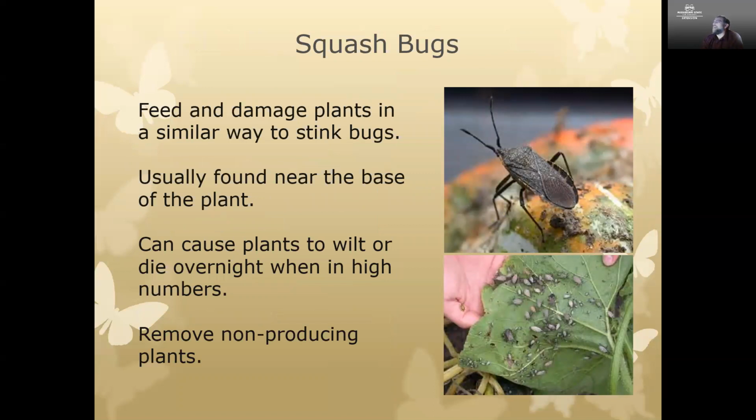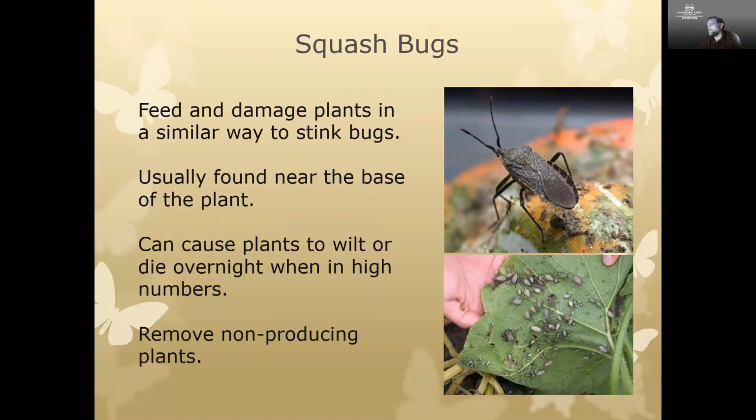Very similarly, we have the squash bug. This is, of course, a very serious pest of squash. They do feed and damage plants very similarly. They insert that mouth part. And very often we're going to find these down near the base of the plant. And also very similarly, you can find the egg masses. They're very characteristic and kind of an orange color, just right on the surface of the leaves and grouped together the same way you would see stink bug eggs. And physically removing these eggs can be a method of controlling them.